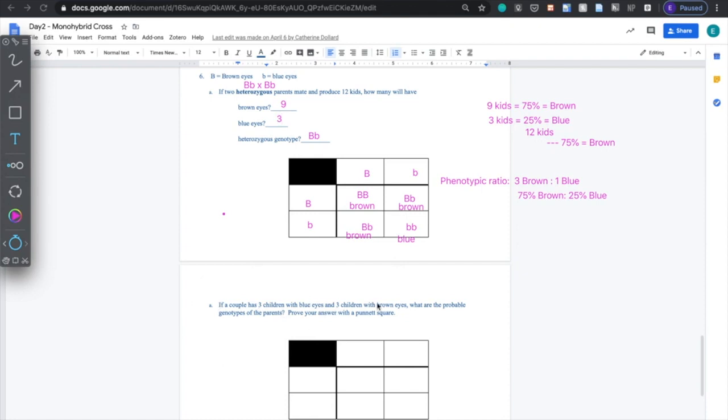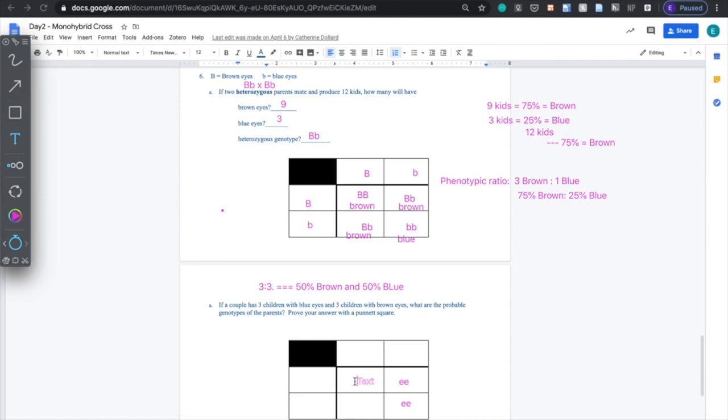So let's see. If a couple has 3 children with blue eyes and 3 children with brown eyes, what is the most likely, or probable, genotype of the parents? So 3 to 3, 50% brown, 50% blue. I've written E's. Wow, that's a little frustrating. It should be B's. But we know that 50% are blue, right? So we're just going to plug in that lowercase b into the children. We're just working backwards again.